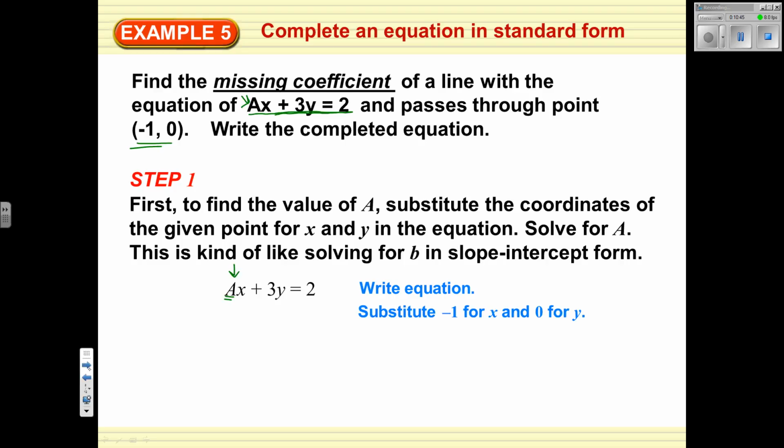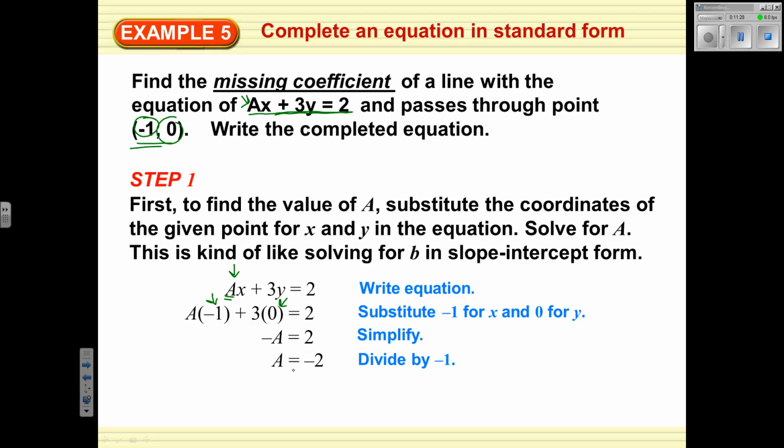So we're going to substitute the negative 1 in for x and the 0 in for y. Everybody see that? There's my x-coordinate right here for x. Here's my y-coordinate right here for y. And when I simplify this, I end up with negative a, because a times negative 1 is negative a. 3 times 0 is 0, so that disappears. So I get negative a equals 2. Well, I don't want negative a. I need to know what positive a is. So if negative a is 2, then positive a would be negative 2, or divide both sides by negative 1.